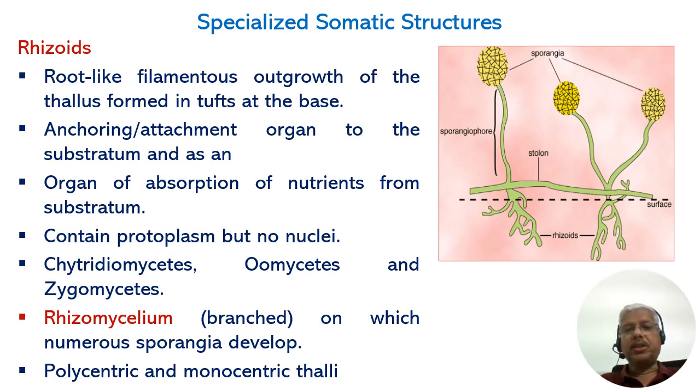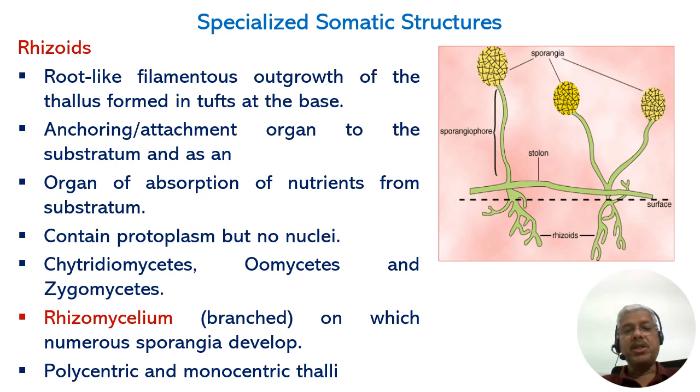Specialized somatic structures. First one is the rhizoid. A rhizoid is a short root-like filamentous outgrowth of the thallus, generally formed in tufts at the base of small unicellular thalli. It serves as the anchoring or attachment organ to the substratum and as an organ of absorption of nutrients from the substratum. They are short, delicate filaments that contain protoplasm but no nuclei. Rhizoids are common in lower fungi like Chytridiomycetes, Oomycetes and Zygomycetes.